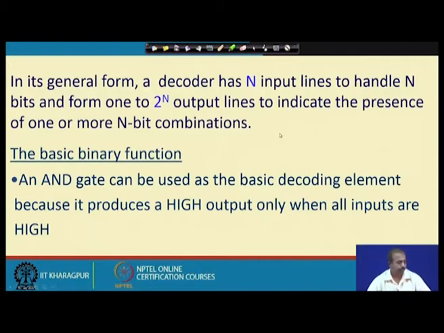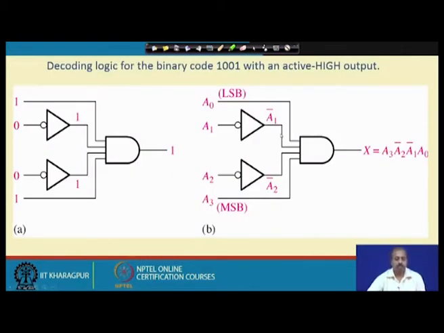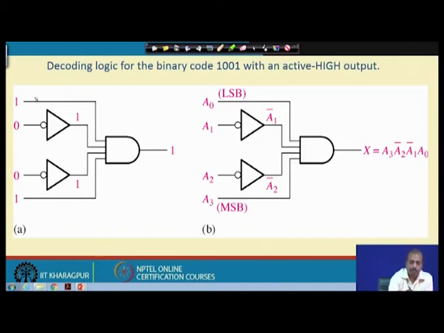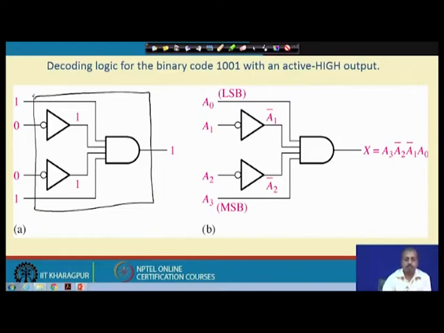Now, this is the decoding logic for the binary code 1001 with an active high input. If I have to design a black box or some logic circuit such that for 1001 it will give a high output, I can do it like this. I can design a circuit where all these things are put inside the box, and this box takes a 4-bit input, and only when this 4-bit input is 1001, as per the design of this circuit, you see that the output is 1.